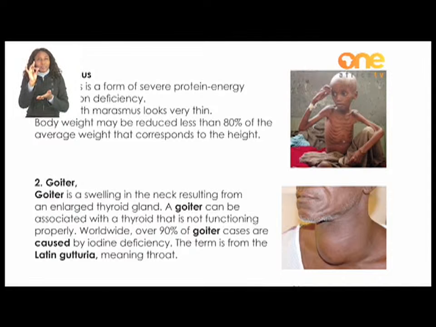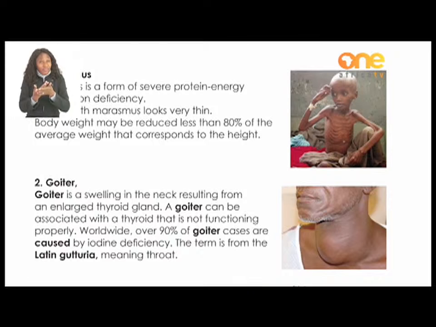As I mentioned earlier from the previous page, marasmus is one of the malnutrition diseases. So let's look at marasmus. What is it and what causes it? Marasmus is a form of severe protein and energy malnutrition deficiency. This is a disease that you suffer from if you don't have food that contains protein or energy-giving food.